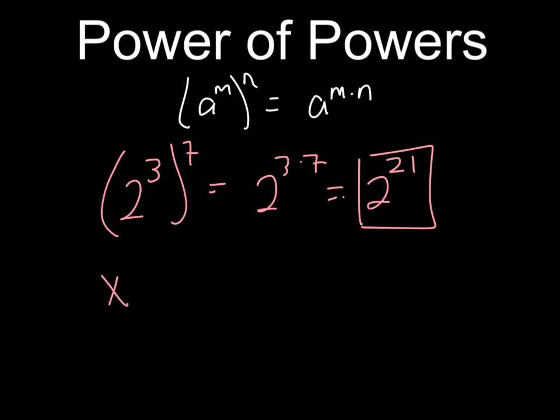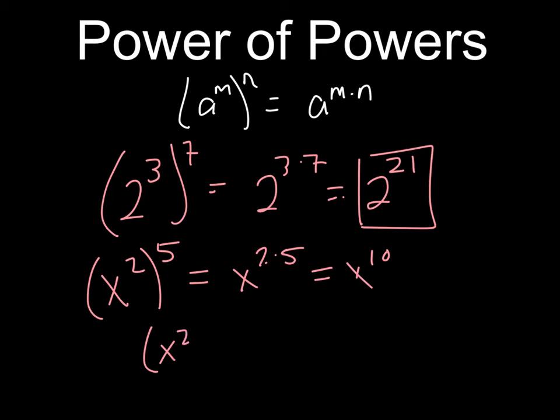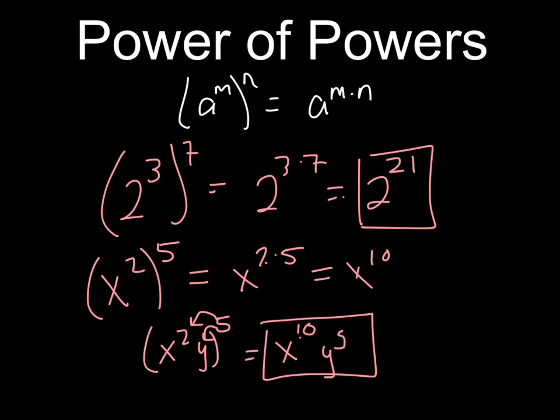Works with variables as well. X to the 2nd raised to the 5th is going to ultimately be x to the 2 times 5, which is equal to x to the 10th. If we have multiple things inside of parentheses raised to a power, they all get the exponent. So if I have x squared y to the 5th, I'm going to distribute this 5 exponent to every factor inside. So that becomes x to the 2 times 5, which is 10. The exponent on y was originally 1, so 1 times 5 is 5, and so that would be the simplified version of x squared y all raised to the 5th.